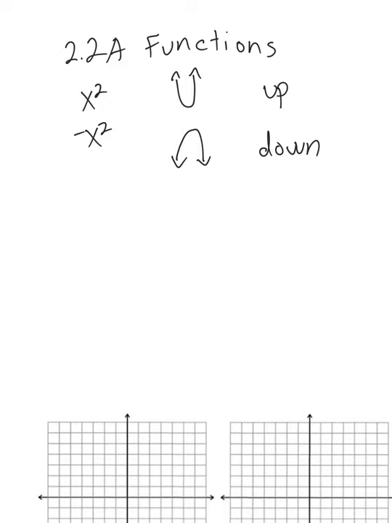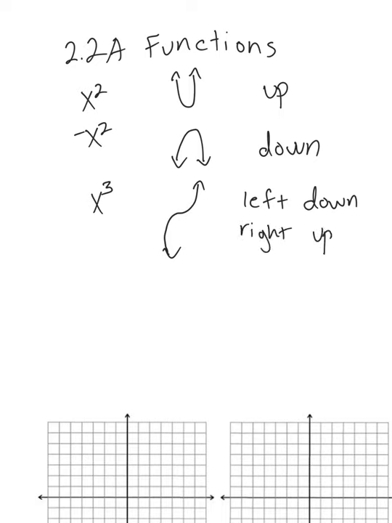Then the next one, of course, we know our x cubed. Our positive x cubed is going up like this. The left arm is going down, and the right arm is going up. Our negative x cubed here is just like that, but flipped the other way, going down. So our left is going up, and our right is going down.